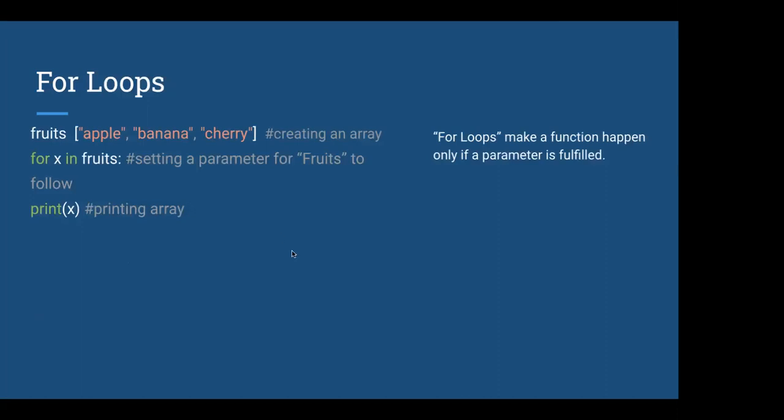Now we have for loops. These are basically functions that, in a parameter, will keep continuing. So in this case, for x in fruits, it's going to print what x is. We're setting the parameter for if the variable is in the list or the array called fruits. And if it is, then it'll do the function that is printed below. So that's basically how for loops work.